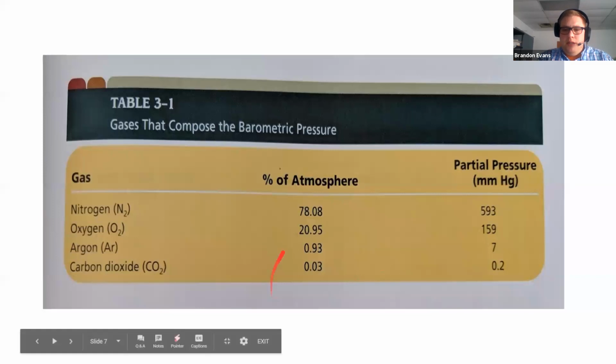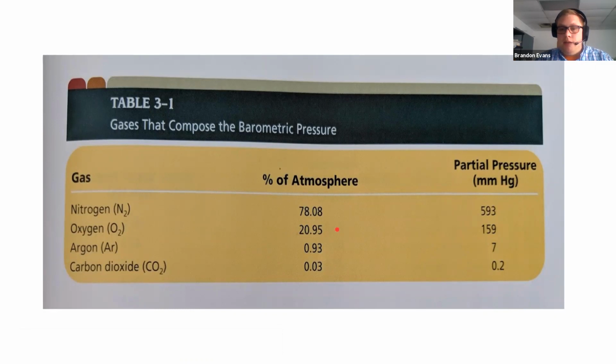Well, if we zone in on this 21% that we see of oxygen, where have we seen that when it comes to our profession? Well, when we document room air, we document that somebody is on 21% FiO2. And that's where this number comes from. That's where we see that.